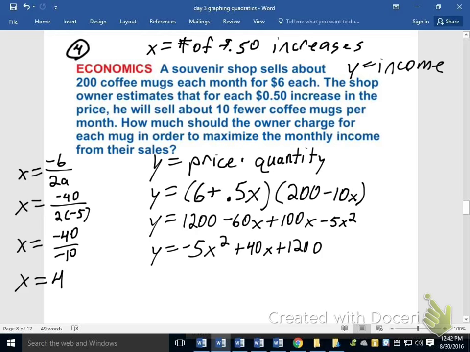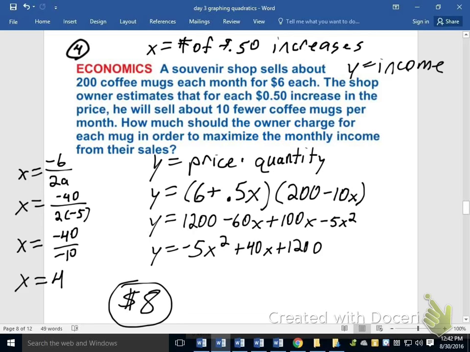Now, he should not be charging $4 per mug. Remember, X was the number of times he raises the price by 50 cents. So he's going to raise the price by 50 cents 4 times to get the maximum income. So raising it 50 cents 4 times, well, that's $2 added. $2 added to $6, he should be charging $8 a mug. So he should charge $8.